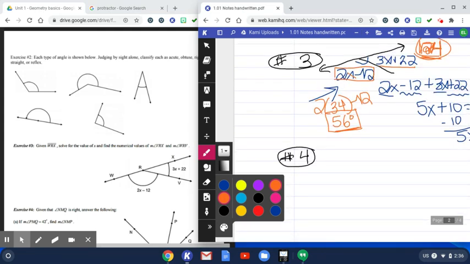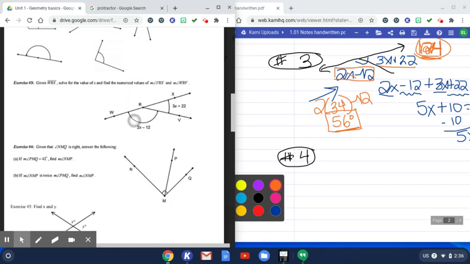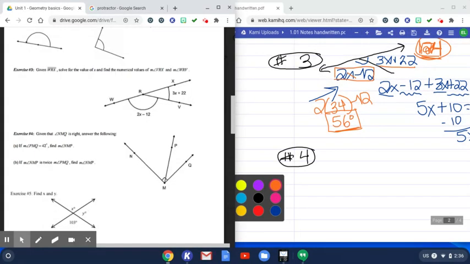Number 4, again, in that diagram for number 4, we see this little right angle symbol. I'm going to jump over here. Okay.